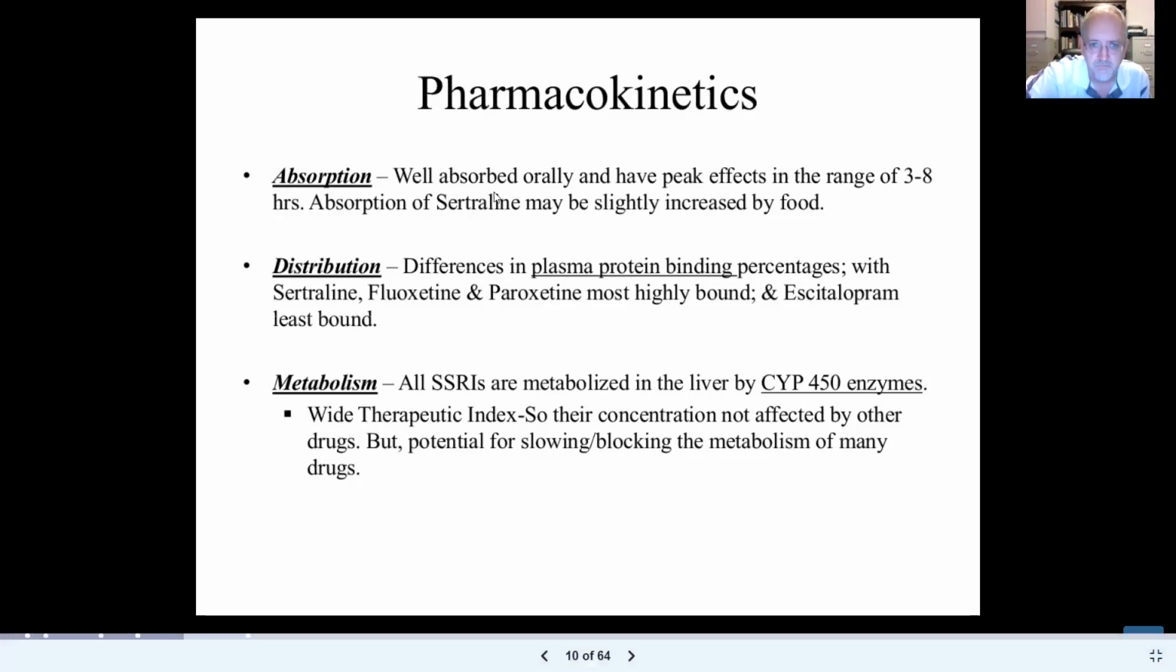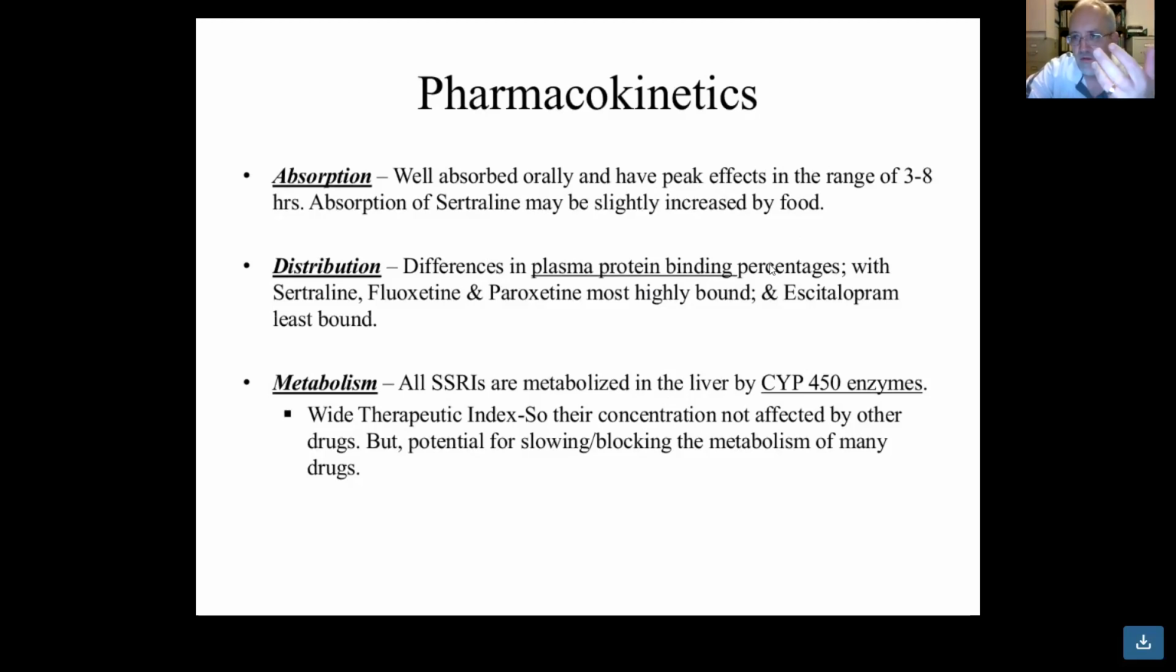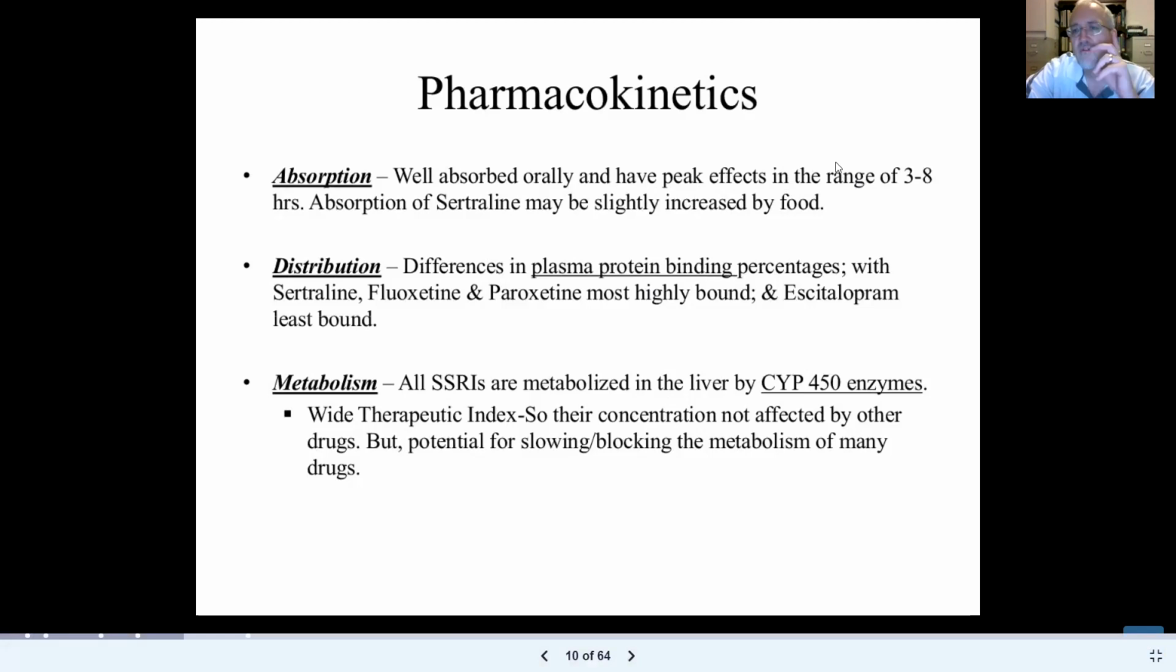So the three things here: absorption. SSRIs are absorbed orally and have peak effects in the range of 3 to 8 hours, maybe slightly increased by food. What this means is when someone has been taking the medication for about 2 weeks, when it's built up in their system enough that it's going to have its effect, then when the person takes the medication each day, it adds impact by having a new pill in the person's body every day. Peak impact is about 3 to 8 hours after taking the medication.